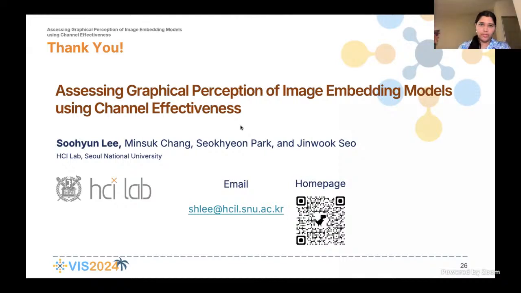I'm curious about other foundation models' graphical perception. For example, do you have any plan or idea to assess the perception of multimodal LLMs?